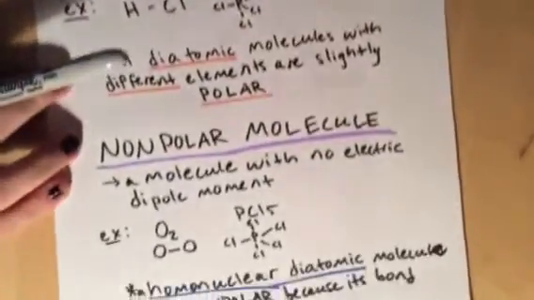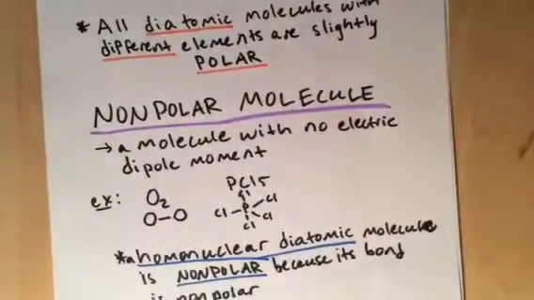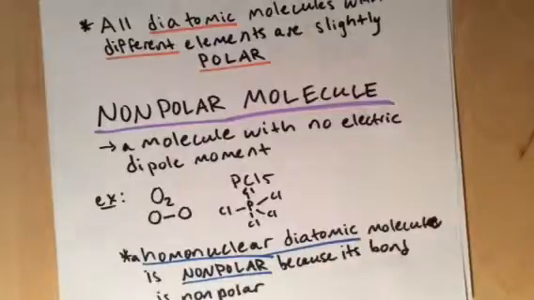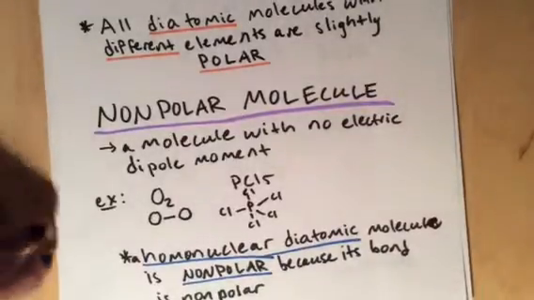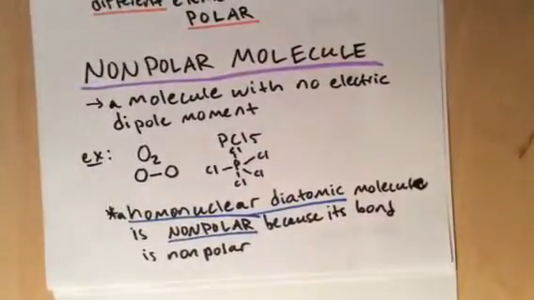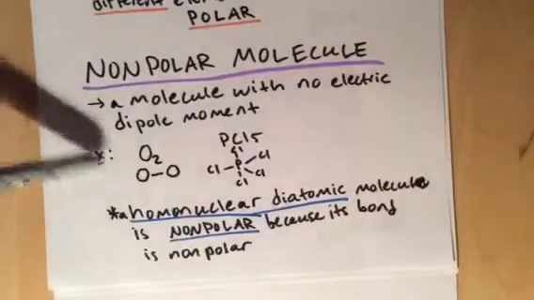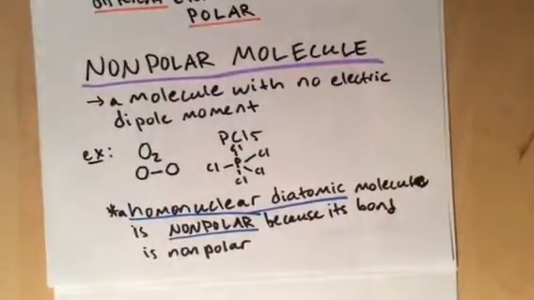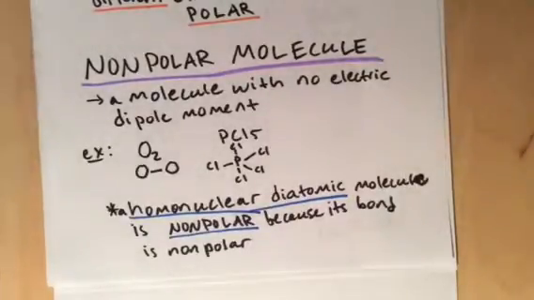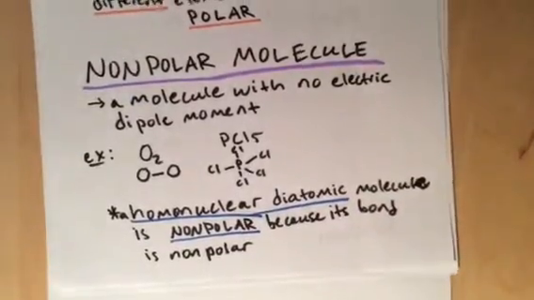For nonpolar molecules, they are molecules with no electric dipole moments. An example would be O2 here, and PCl5, and we'll see why later. One important note to remember is that a homonuclear diatomic molecule, so a molecule composed of two atoms of the same element, is nonpolar because the bonds are nonpolar. So the bond between the two oxygens, as with the two chlorines, is nonpolar, so that makes that molecule nonpolar.